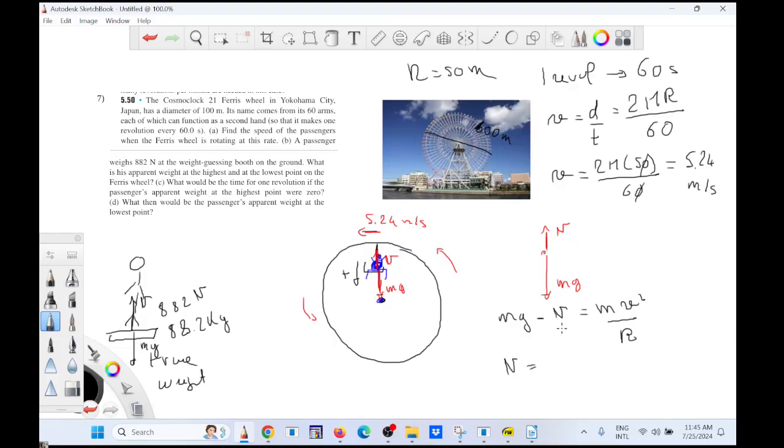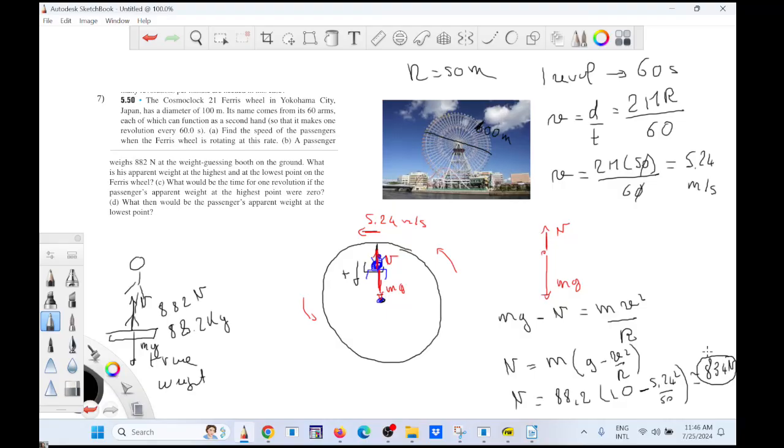It's always the apparent weight, or the weight is always given by the normal force. So that's going to be m, and here you have g minus v squared over r. So the mass in that case is about 88.2. That's going to be 10 minus 5.24 squared over 50. And you get about 834 Newton. So the person will be lighter.